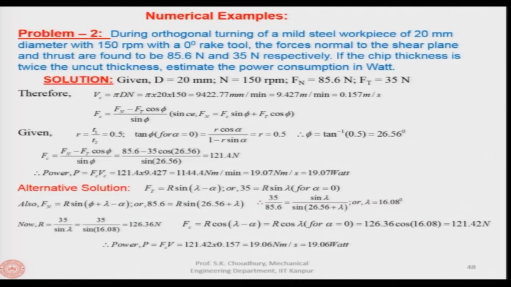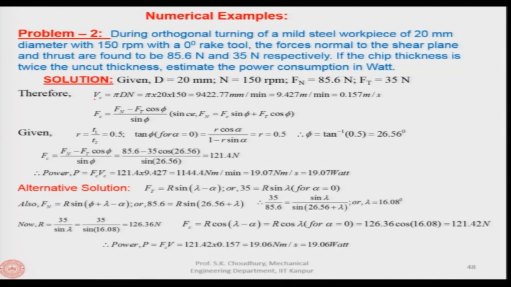Next example, problem 2. During orthogonal turning of a mild steel workpiece of 20 millimeter diameter with 150 rpm and with a 0 degree rake angle, the forces normal to the shear plane and thrust are found to be 85.6 and 35. Normal force is 85.6 Newton and thrust force is 35. If the chip thickness is twice the uncut thickness, estimate the power consumption in watt.